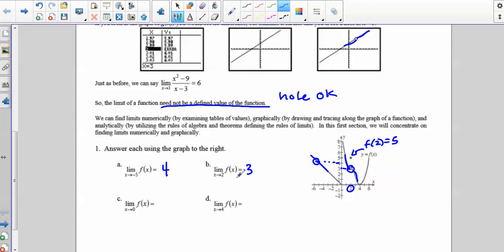The limit, though, is 3. Alright, let's look at C. In C, we have f of x approaching 0. I'm going to switch colors because I'm running out of space here.